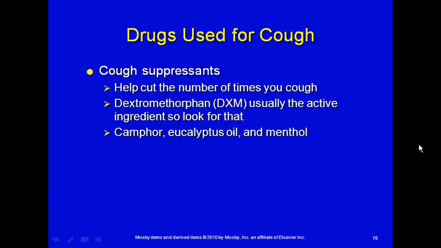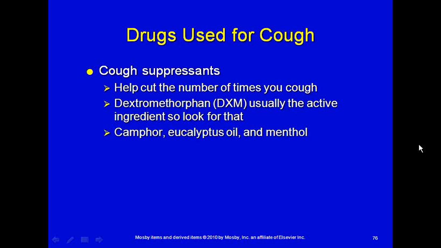Cough suppressants help suppress your cough. Cough suppressants cut the number of times that you cough and make that less. When you've got that tickle in your throat and you're constantly wanting to cough, you're not necessarily bringing anything up, but you just have that tickle causing you to cough. Dextromethorphan is usually the active ingredient in a cough suppressant, so you want to look for dextromethorphan, and you'll know that that's a cough suppressant.